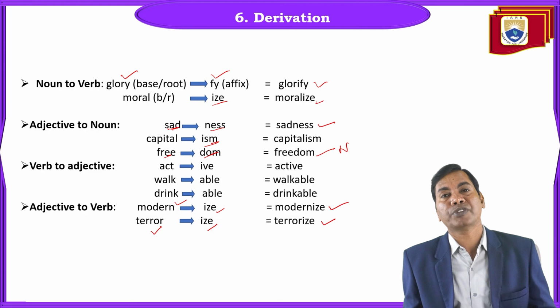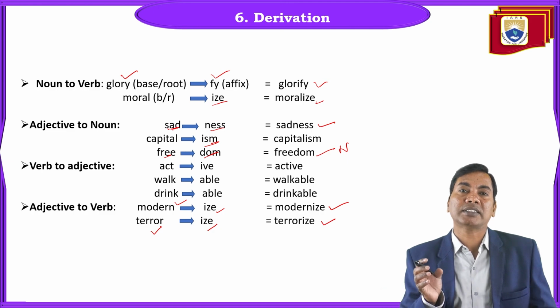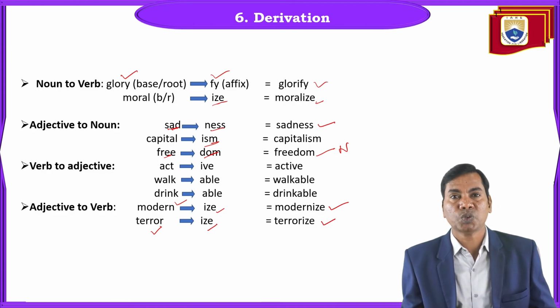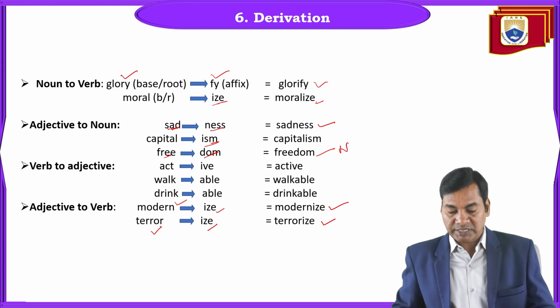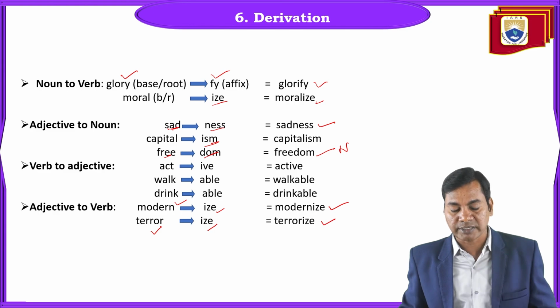What are the bound morphemes? All the prefixes and suffixes are bound morphemes, right? If you use these prefixes or suffixes with the existing word, we can derive new words, right? So this is the sixth process of word formation.